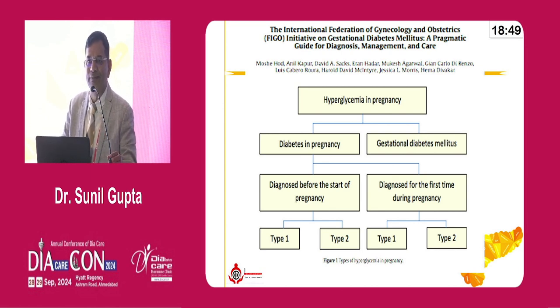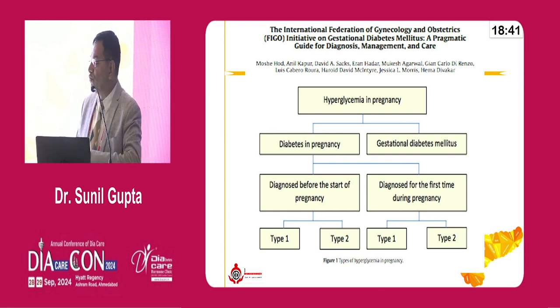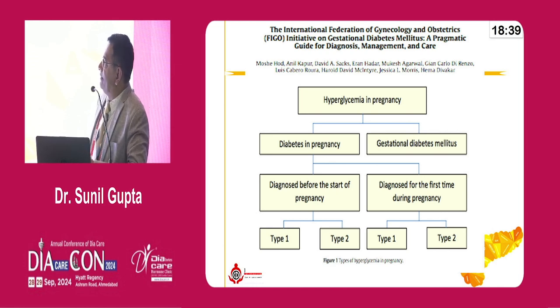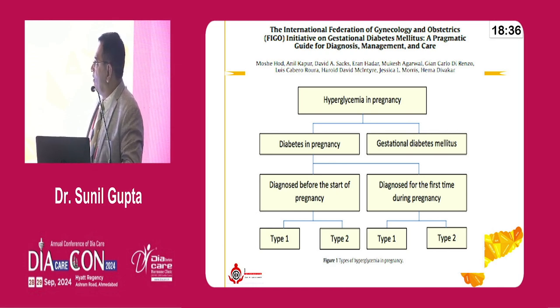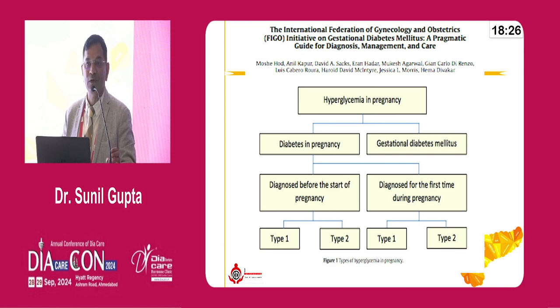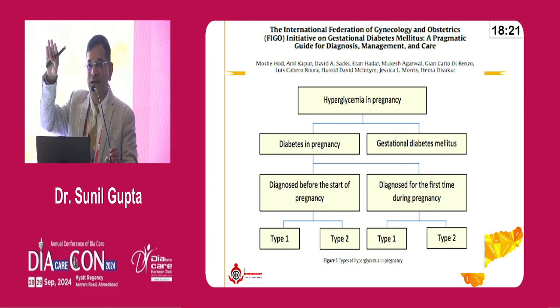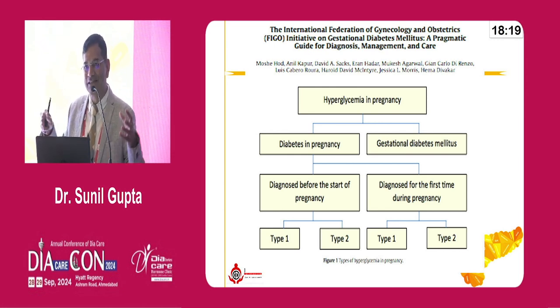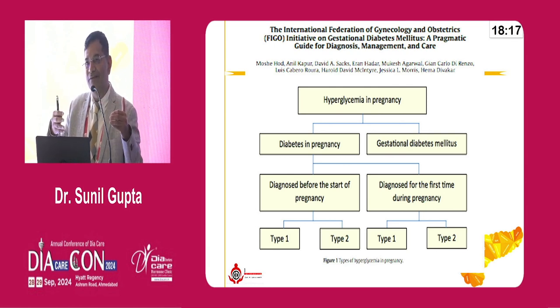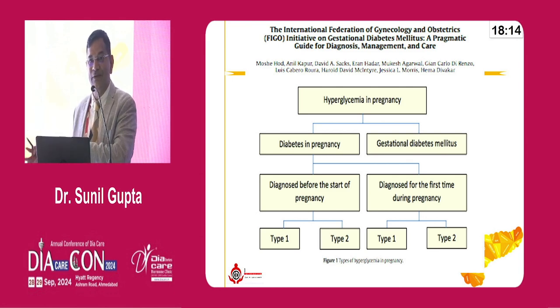And this is an umbrella terminology called hyperglycemia in pregnancy, which is HIP, which is again subdivided into two, that is diabetes in pregnancy and GDM. DIP is those women who are already having pre-existing type 1 or type 2 diabetes diagnosed before the pregnancy, but there will be a good number of people because the age of marriage is going up, age of pregnancy is going up, and age of diabetes coming down. And that's a mismatch. You have young women coming with pre-diabetes, becoming GDM during pregnancy.